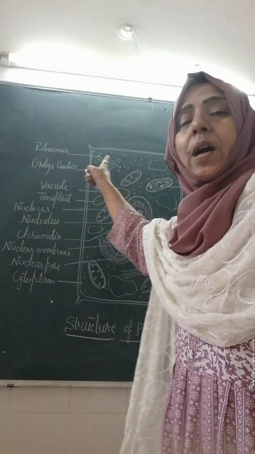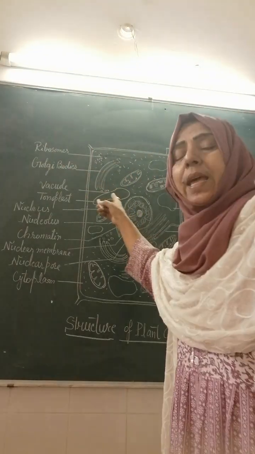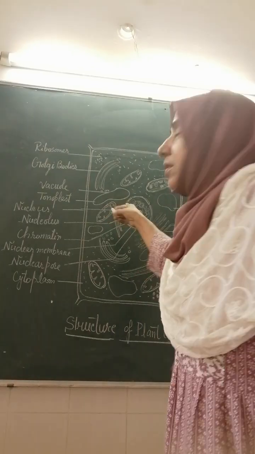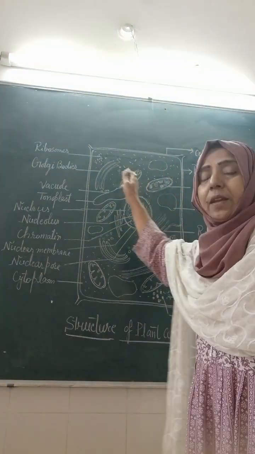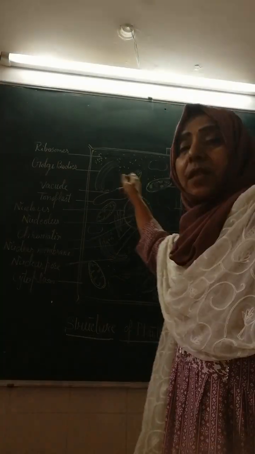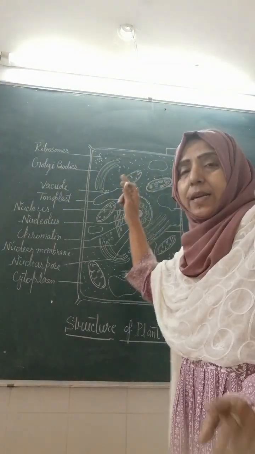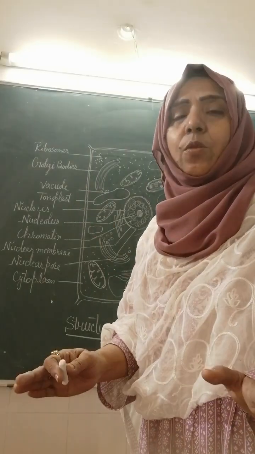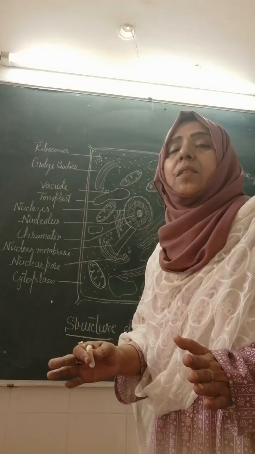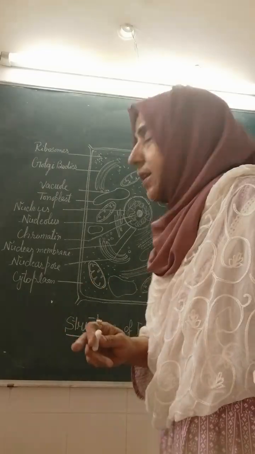These are the two outer coverings. The outermost covering is the cell wall and next to this, inside of the cell wall, is the plasma membrane. This plasma membrane is living while the cell wall is dead. The cell wall is made up of cellulose and the plasma membrane is made up of phospholipids mainly.